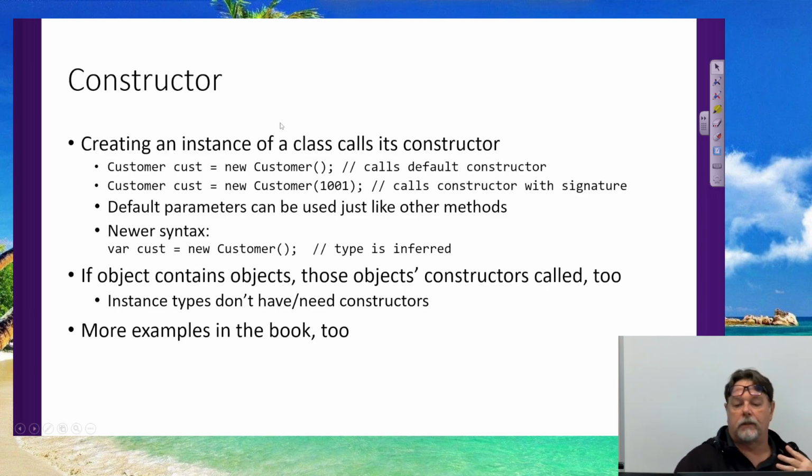Okay, a little bit more about the constructor. There are a few things that you need to know and remember about constructors. The simplest classic way of calling a constructor is customer, the name of the variable, equals new, name of the object, with nothing in the parentheses. That's what we call calling the default constructor.